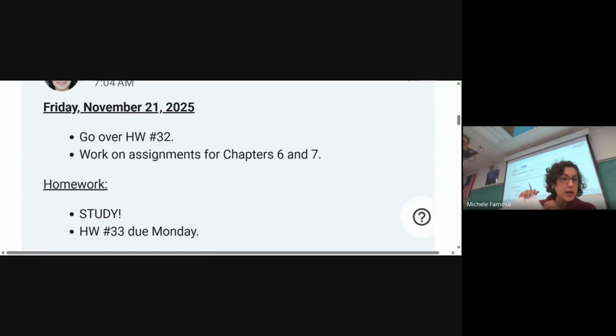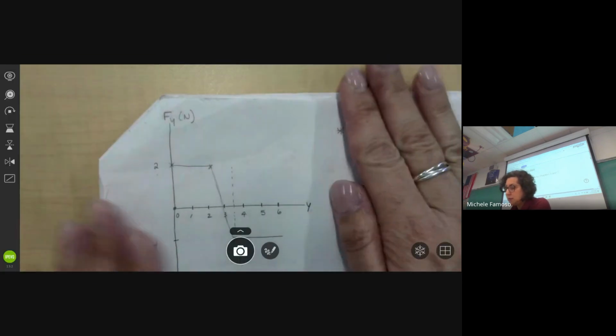And the last question, 64. What did they want? A graph? Sketch this. All righty. So let me show you what the graph looks like. It should look like this.